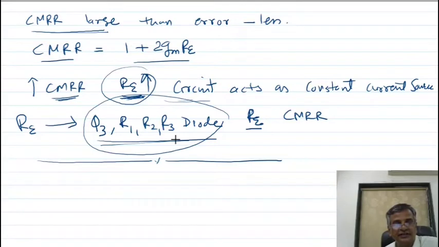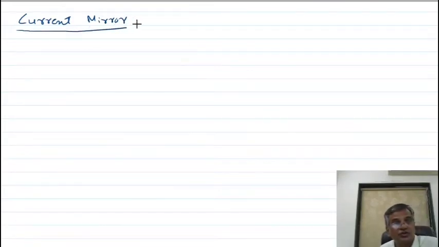One more circuit we want to discuss is called the current mirror circuit, which is a constant current source. This circuit uses very few components and has a large output resistance, so its CMRR will be very large. So let us see that circuit.